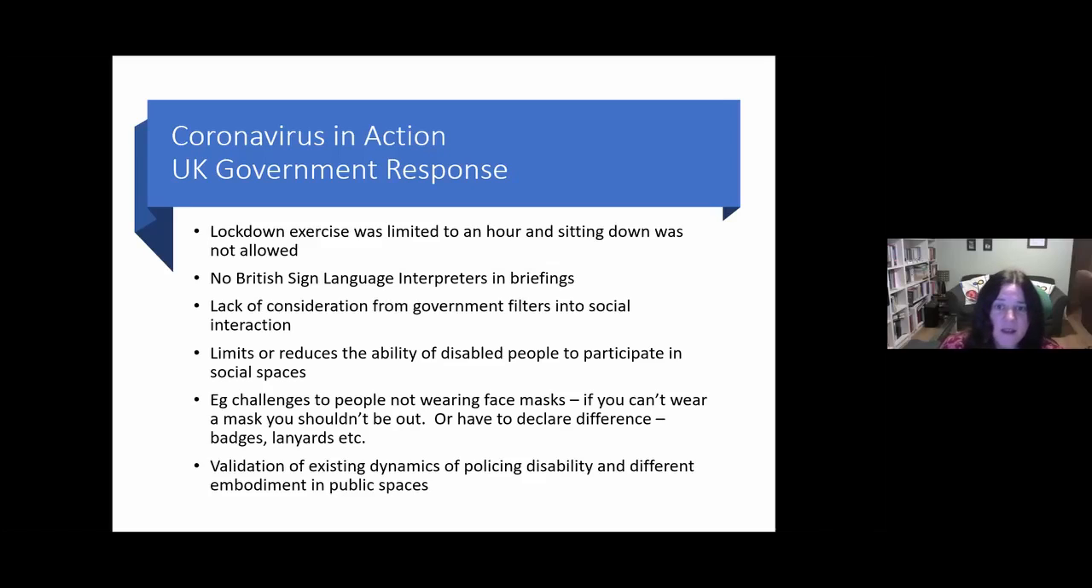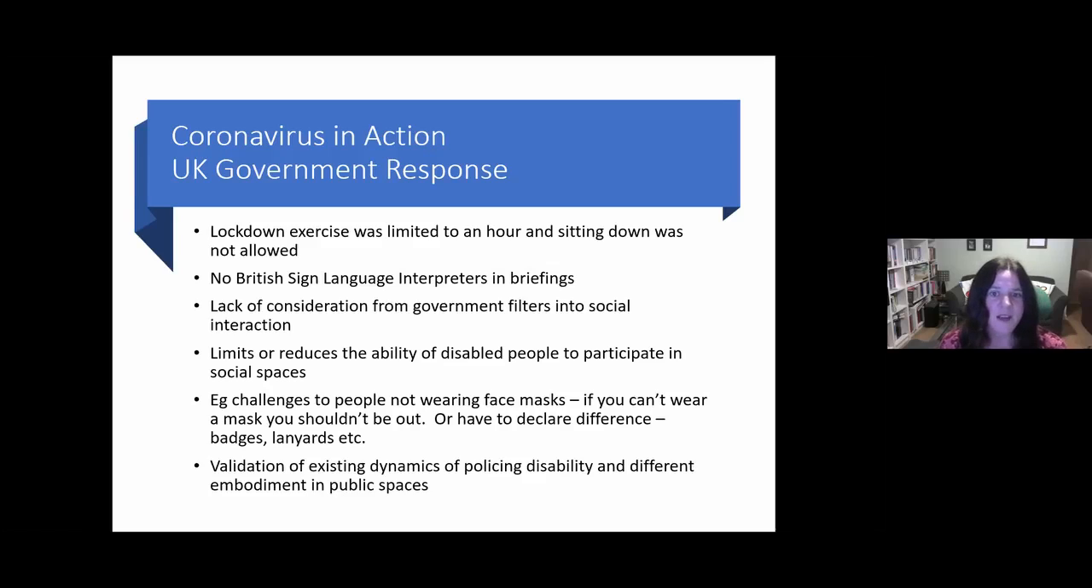They went to the extent that public benches were actually taped off so that people couldn't access them even if they needed to. We have no British Sign Language interpreters in our briefings on COVID, despite the National Deaf Children's Society, the RNID and various other people campaigning for that. The government said that the room was too small so we couldn't put BSL interpreters in.